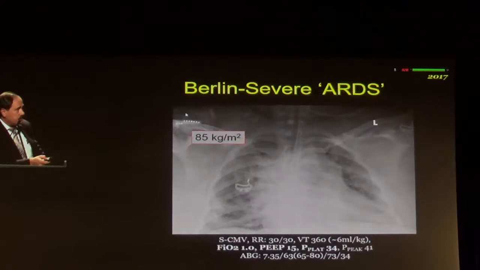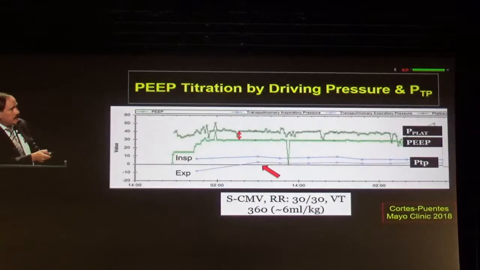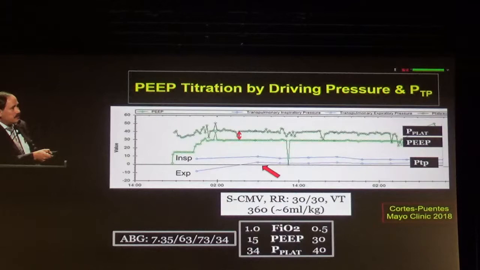And as an example, here is a patient from the Mayo Clinic, again using transpulmonary pressures calculated with an esophageal balloon. And in massively obese patients, the pressures recorded needed to open the lung are really exceptionally high. The transpulmonary pressures are in the range of, in this particular patient, 30 centimeters of water.